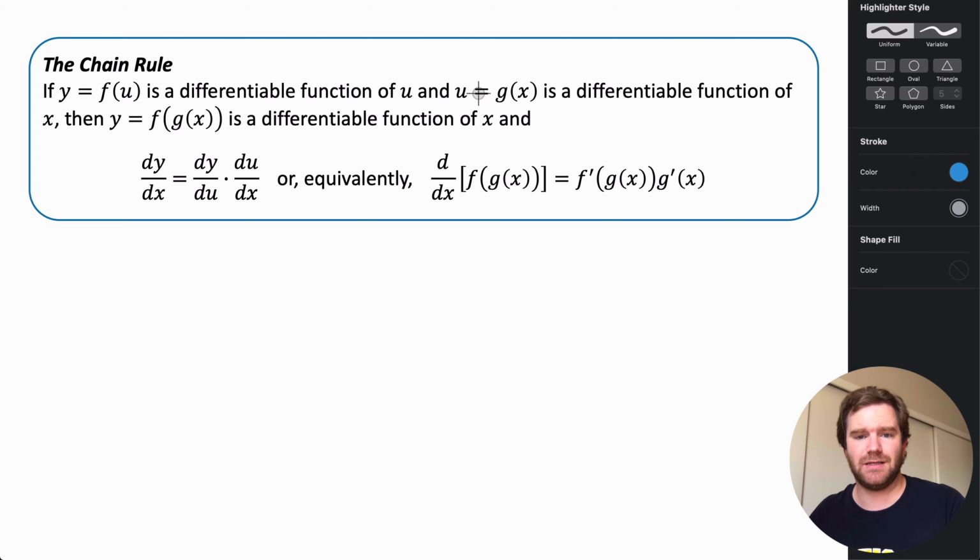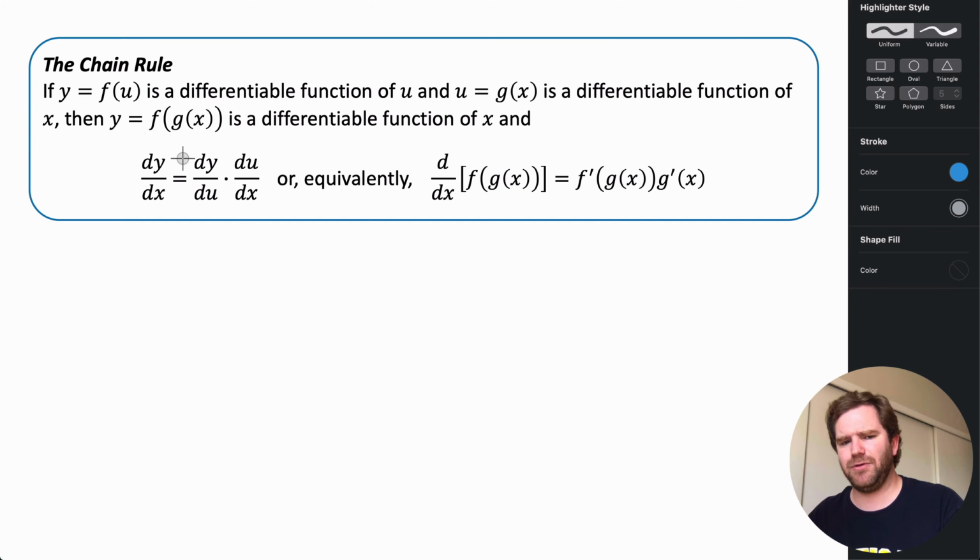and then u is a function in terms of x that's differentiable, then the function y equals f of g of x, which is just f of u, replacing u with g of x, is going to be a differentiable function with respect to x, and we're going to find the derivative using these methods. So the derivative of y with respect to x will be equal to the derivative of y first with respect to u times the derivative of u with respect to x.